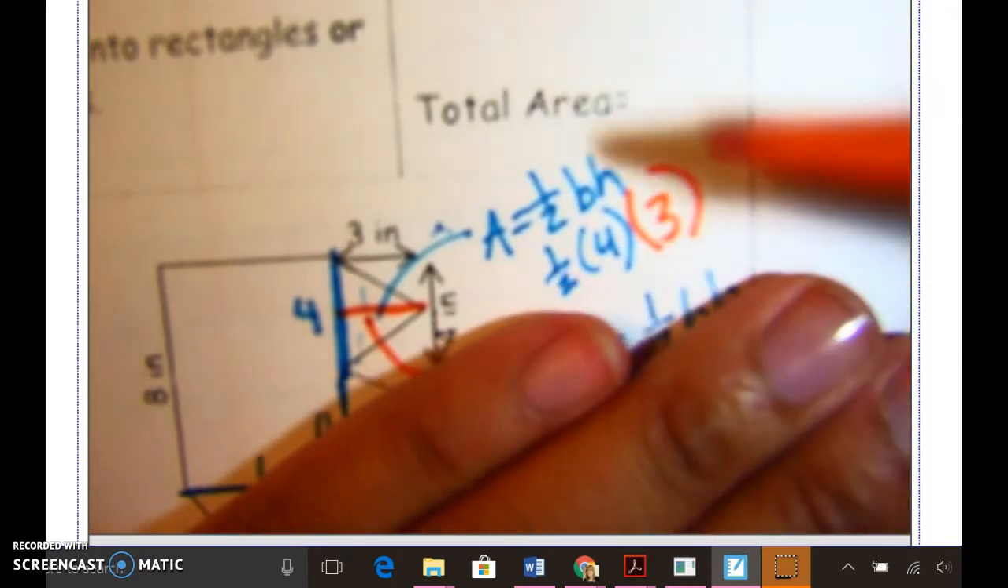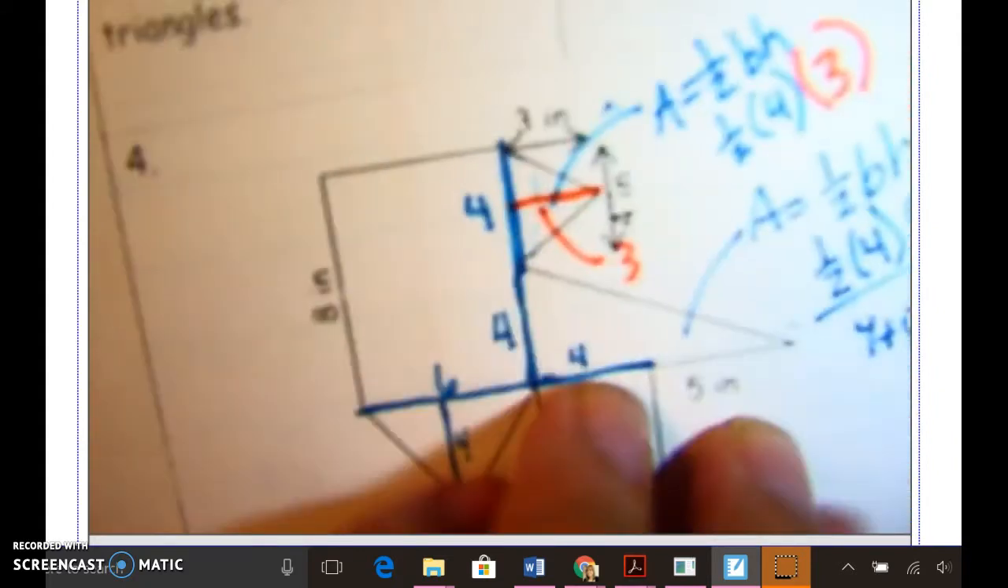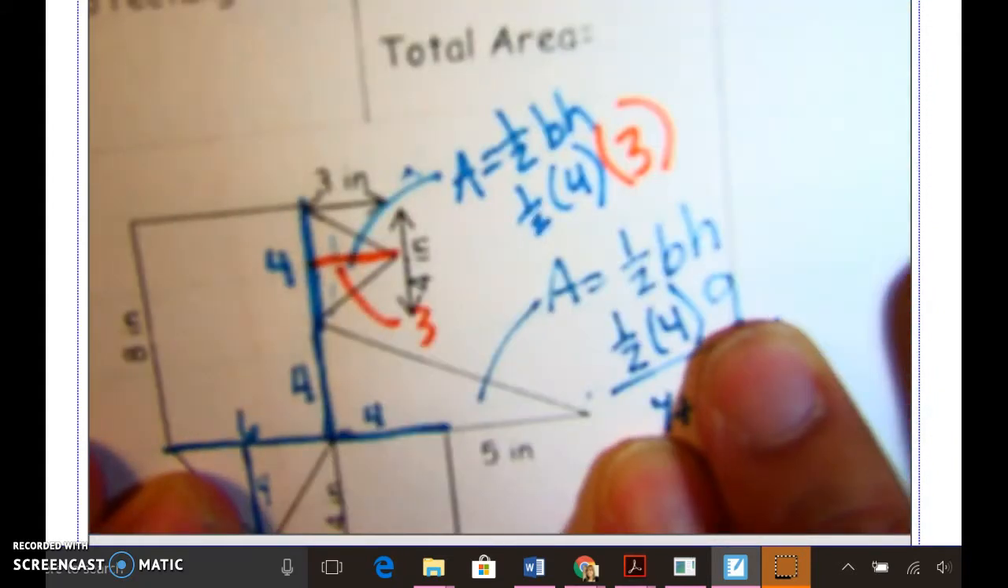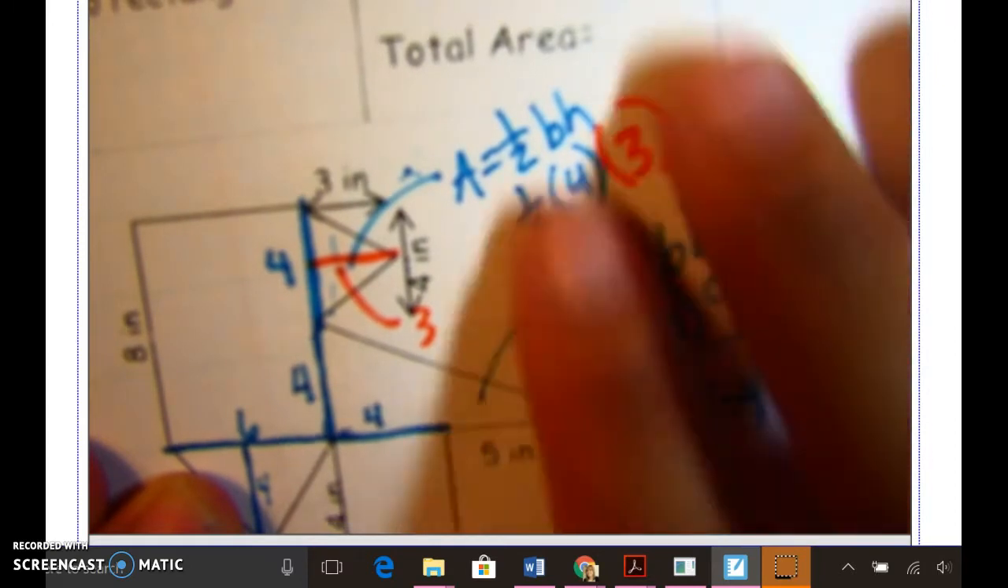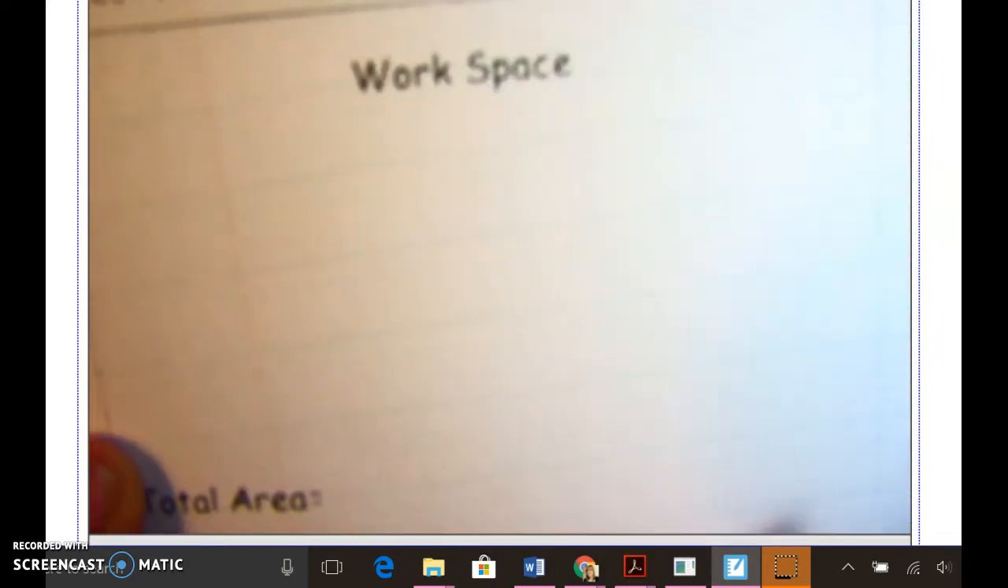I do not want to see the work on this sheet. You need to break up these parts and label them, but this needs to be on a separate sheet of paper. All of the work. Even though it says workspace down here, you can add them up here, but you should not be working all of it out here. Okay, one last one.